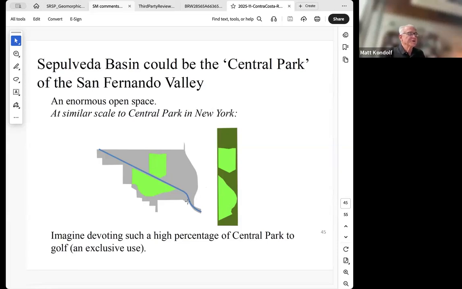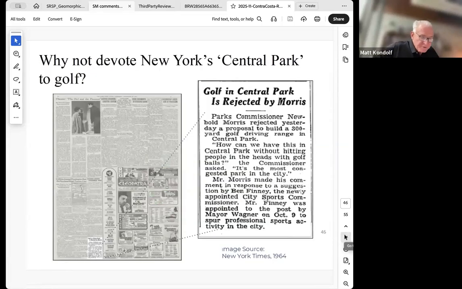Now imagine devoting such a high percentage of Central Park to golf, which is basically an exclusive use. So this is how much Central Park would be taken up if you moved the golf courses there. And in fact, there was a proposal in the 60s to put golf in Central Park. The Parks Commissioner, Newbold Morris, rejected the idea, saying, how can we have this in Central Park without hitting people in the heads with golf balls? And of course, that's why it's an exclusive use.